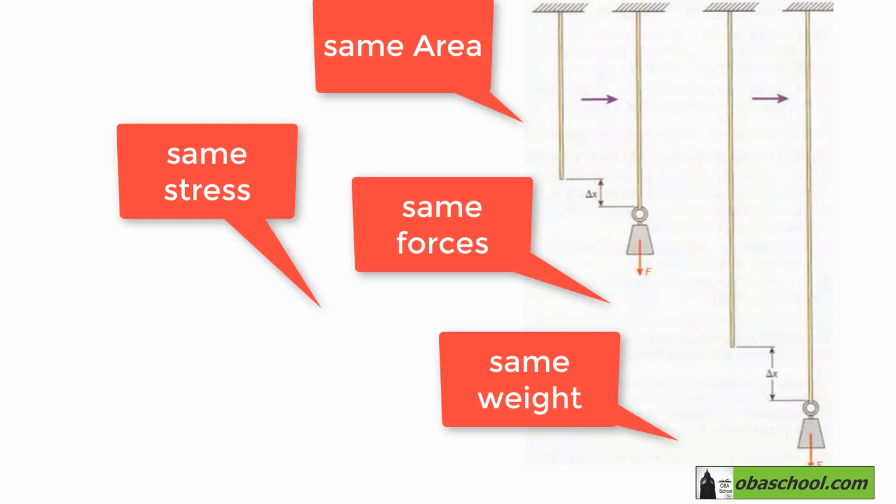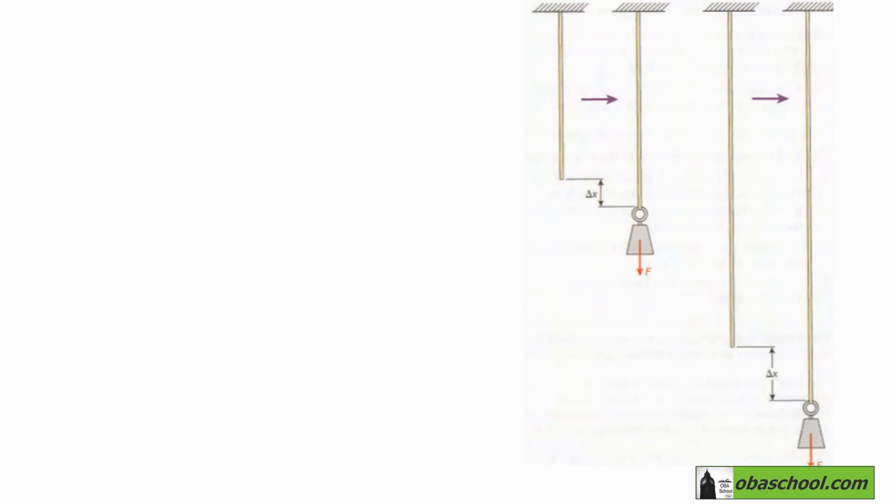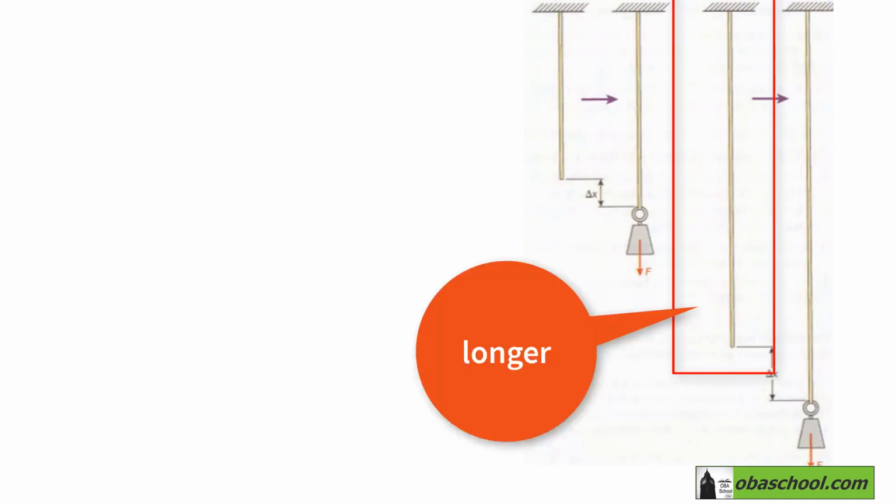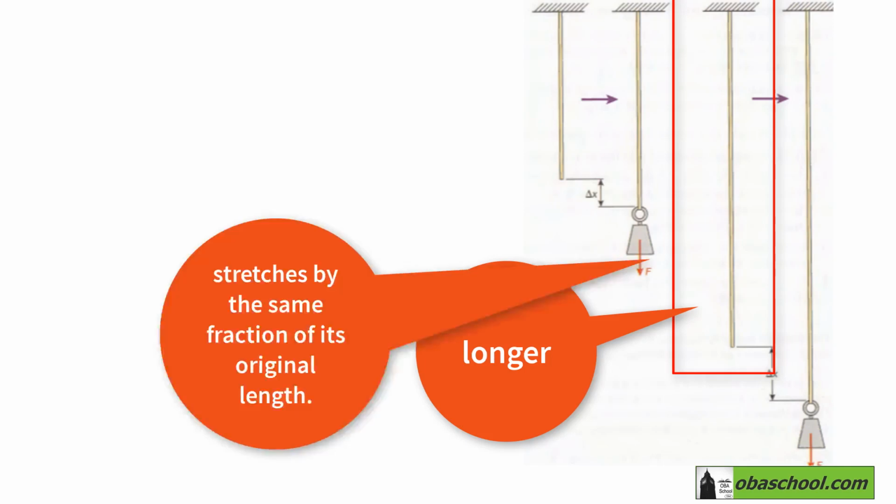Guess why? Yes, the wire on the right is twice as long to start with. It stretches by the same fraction of its original length, and this fraction is called tensile strain.